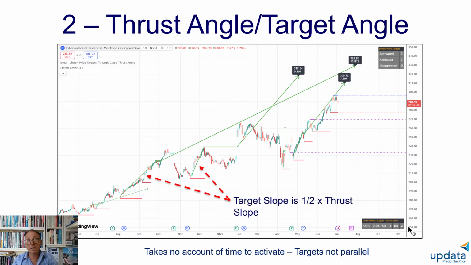The second method is thrust angle, and this one basically says the steepness of the initial move will govern how quickly we move to target. You'll notice now that the targets are not running parallel, because this move took longer, therefore this target will take longer. This move was quite quick, therefore that target is quite quick. So it's just another way. There's no account of time to activate, and the targets are not parallel.